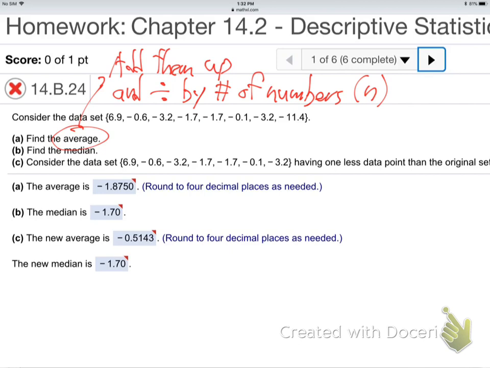So you guys have your calculator? Can you get that answer? Minus 1.875? Just add up those numbers, the 6.9, this one, this one, and so on, on your calculator. And then divide by how many numbers that is: 1, 2, 3, 4, 5, 6, 7, 8. Divide by 8. Add them up and divide by 8, and you should get that average. I'll move on to median. If you have any trouble with that, grab me after class.